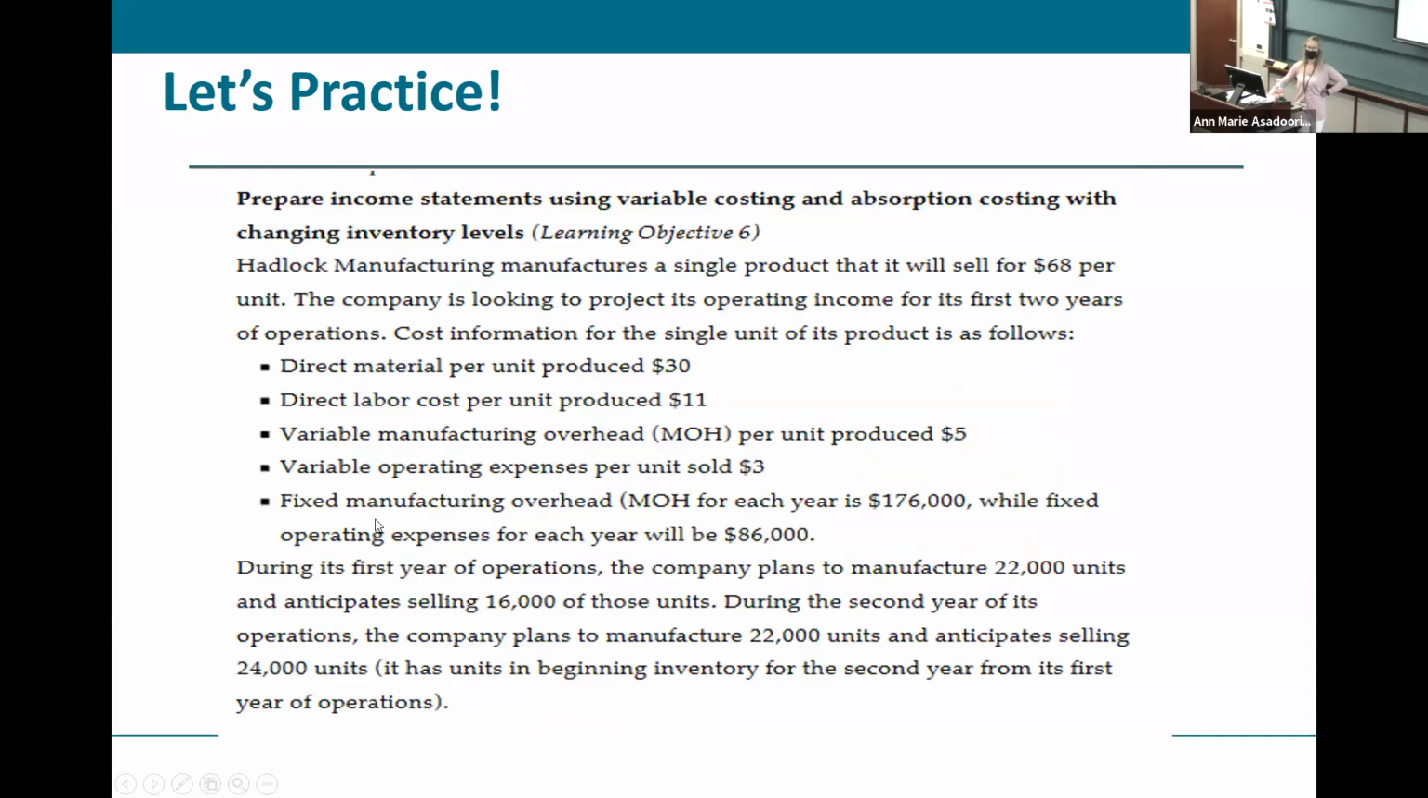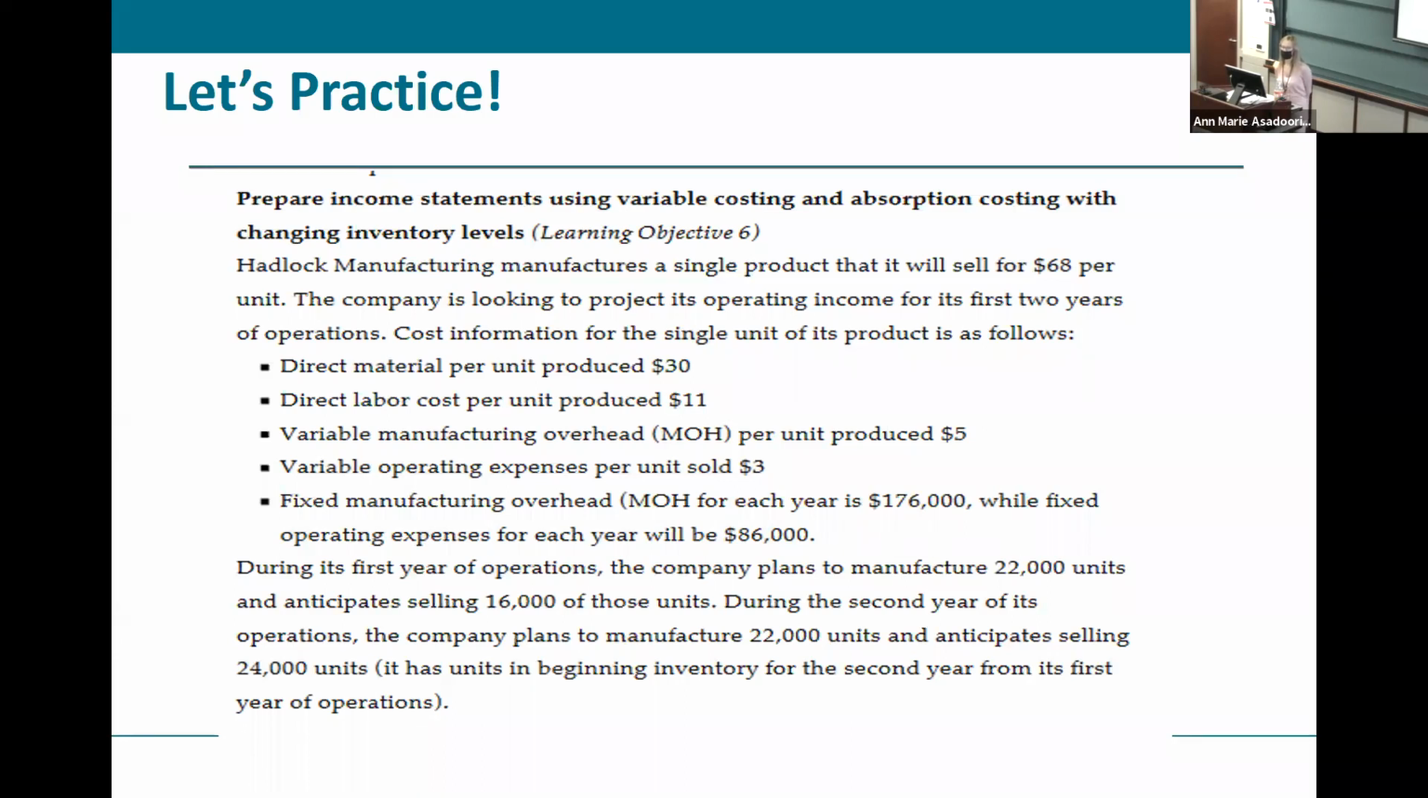Okay, so let's take a look at the data. Hadlock Manufacturing manufactures a single product that it will sell for $68 per unit. The company is looking to project its operating income for its first 2 years of operations. Cost information for the single unit of its product is as follows.